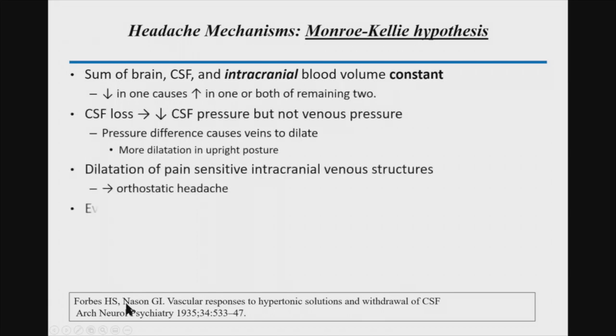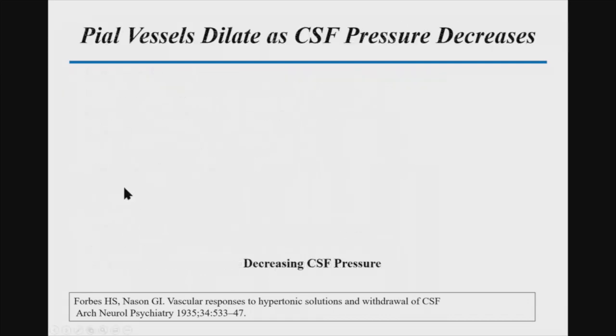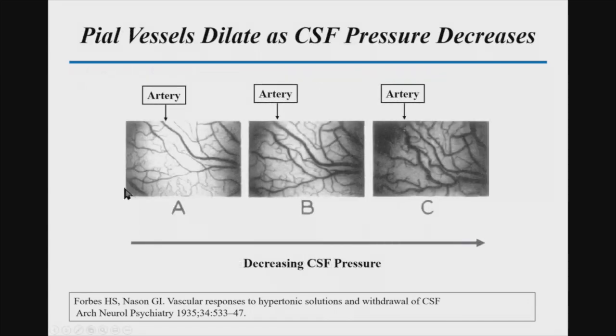We all know that the sum of the cerebrospinal fluid, brain, and intracranial volumes are constant. One goes down, the other goes up. Spinal fluid loss decreases the pressure, but not venous pressure. There's a gradient and more dilatation in the upright posture. This dilatation may engorge venous structures and cause orthostatic headache. And what's the evidence for that? This is actually pial vessels dilating as the cerebrospinal fluid decreases, clearly showing with decreasing pressure, you get reactive vasodilatation.